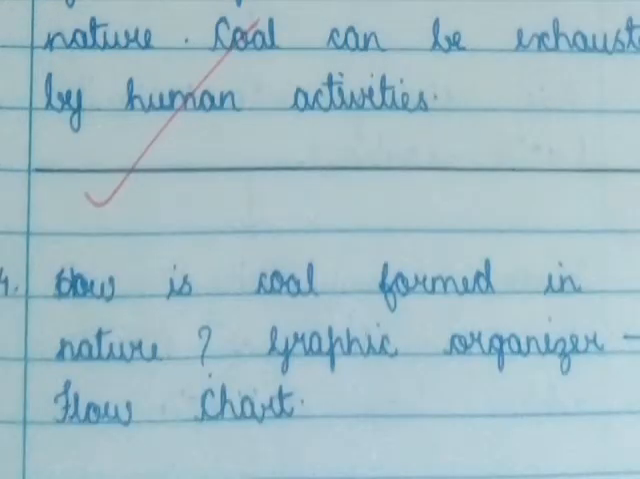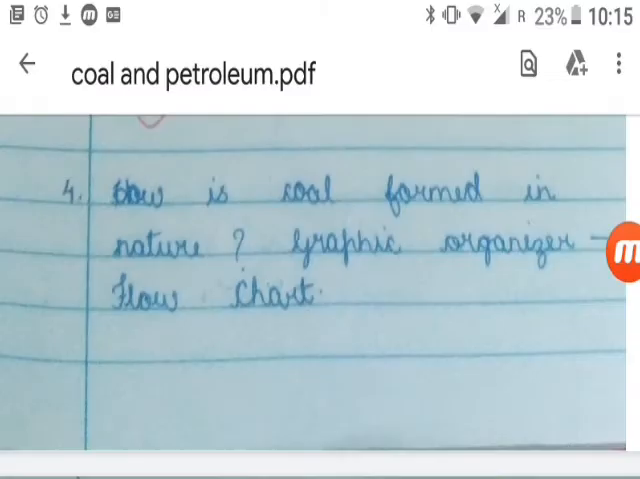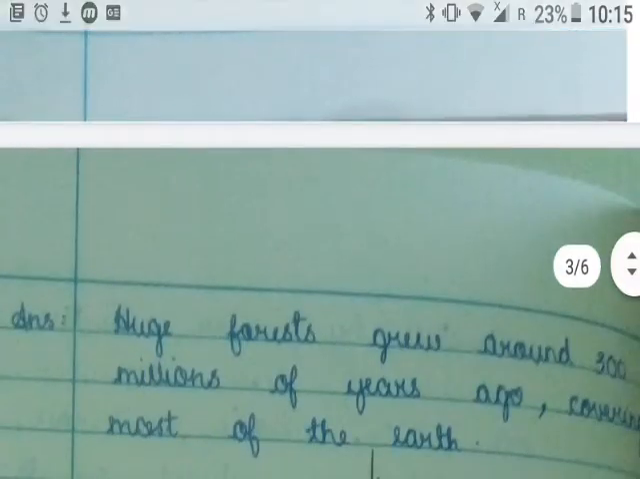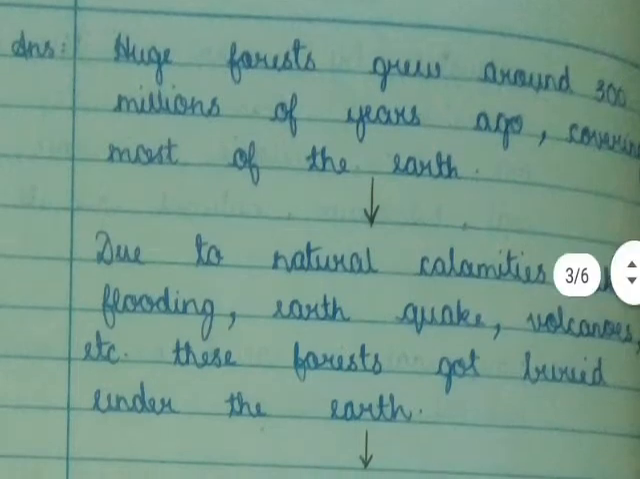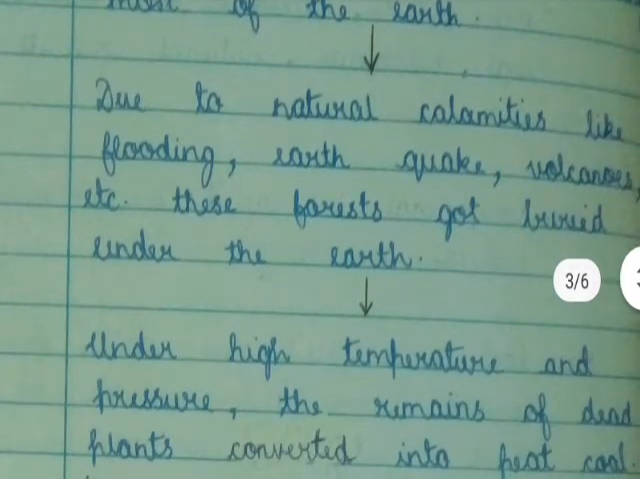Fourth question. How is coal formed in nature? Graphic organizer, flow chart. Answer. Huge forests grew around 300 million years ago, covering most of the earth. Due to natural calamities like flooding, earthquakes, volcanoes, etc., these forests got buried under the earth.